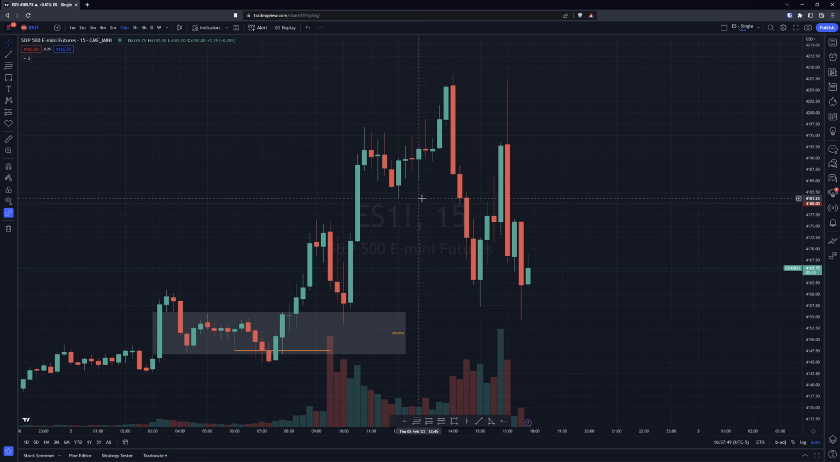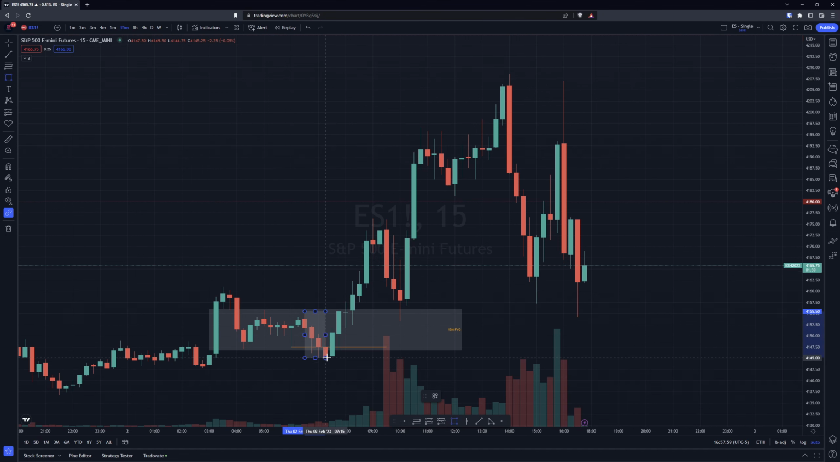The next area that, and sorry, you could also say it came back into the order block. Sorry, I forgot to mention that. The order block would be what, like right here, right? Anyway, the order block would be right there, right?